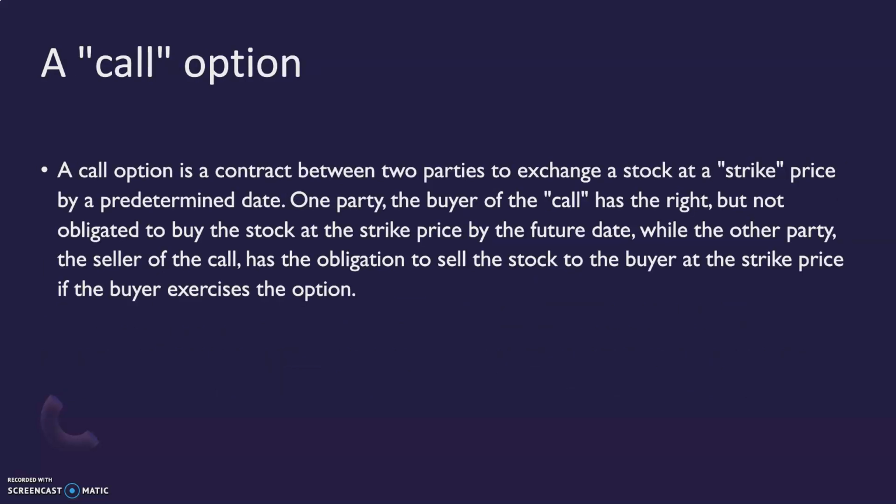Alright, so let's talk about the call option first. A call option is a contract between two parties to exchange a stock at a strike price by a predetermined date. One party, the buyer of the call, has the right but is not obligated to buy the stock at the strike price by the future date, while the other party, the seller of the call, has the obligation to sell the stock to the buyer at the strike price if the buyer exercises the option.